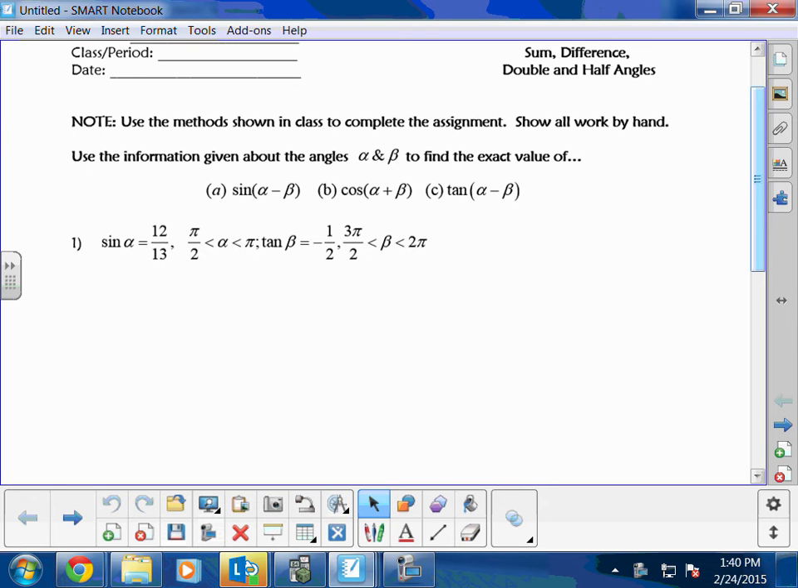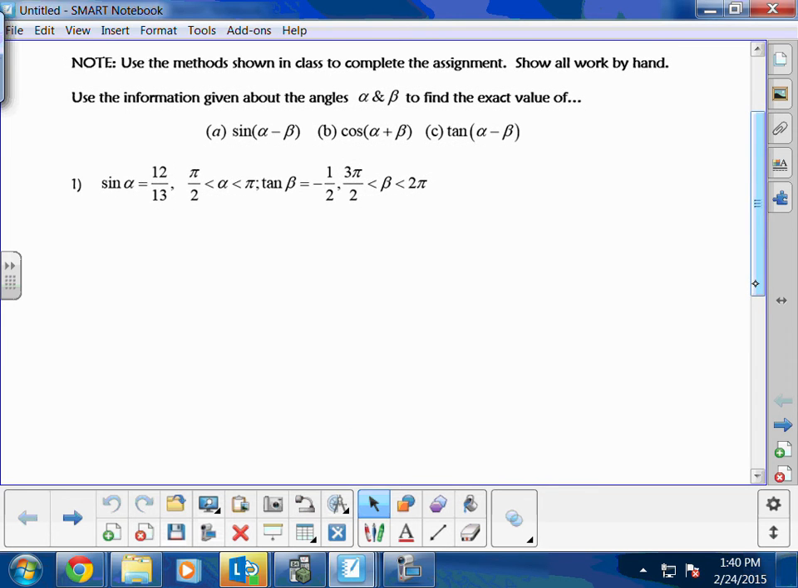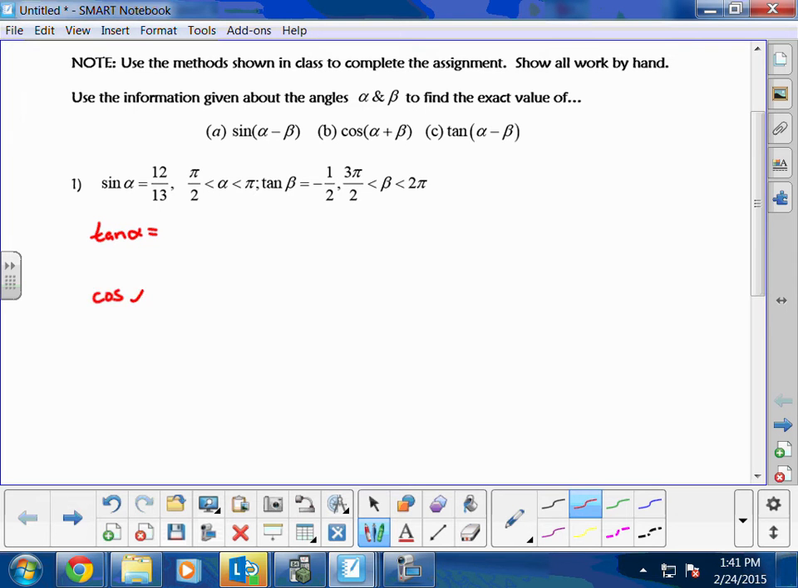It says right here, use information given about the angles alpha and beta to find the exact value of sine alpha minus beta, cosine alpha plus beta, tangent alpha minus beta. Now, the first thing we have to do to get started is that these properties require us to actually find out all three values. So with this one, I'm missing tan alpha, and I'm also missing cosine alpha. So tangent is opposite over adjacent. Cosine is adjacent over hypotenuse.